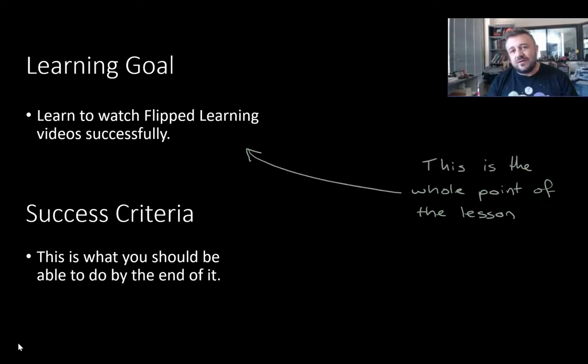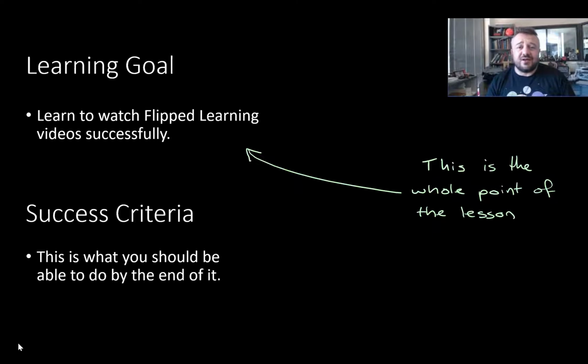So I start off with a learning goal for each video. It's the whole point of the lesson. It's really good for you to understand why it is you're here. There might be times where this and the success criteria, which we'll get to in a second, don't exist, and maybe that's because I wanted to have a bit of mystery in there. But generally this is the case, okay? Everything else is the exception. So the point of this lesson is to be able to learn to watch flip videos successfully.